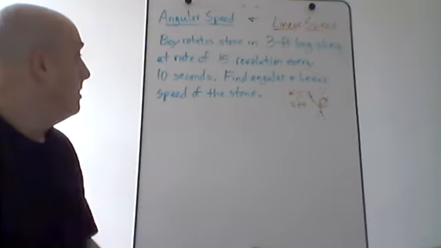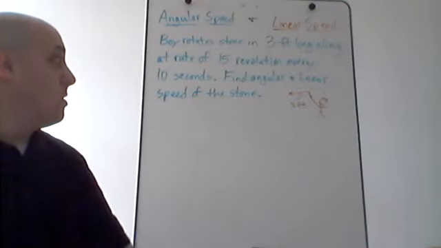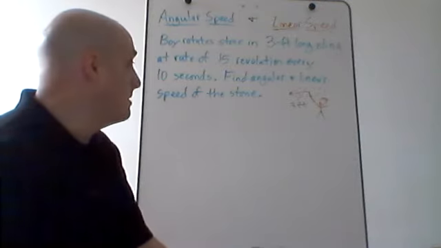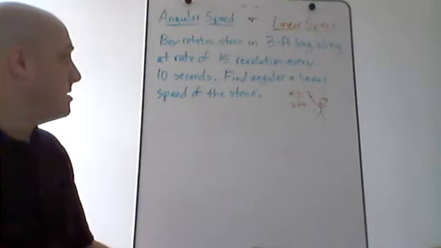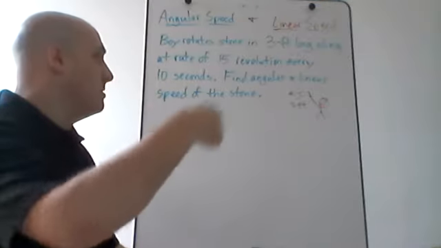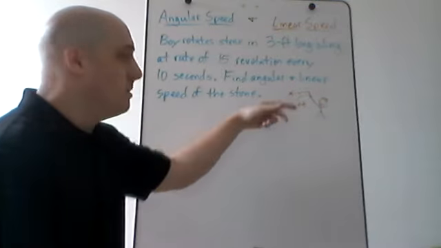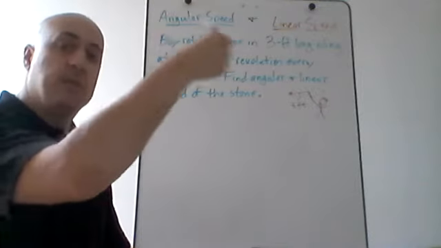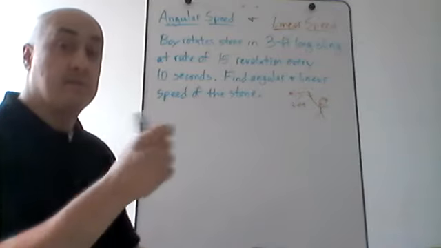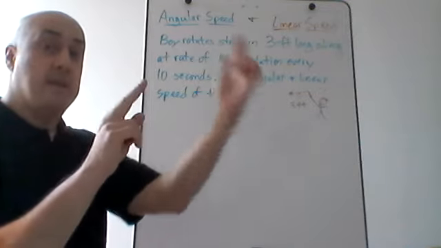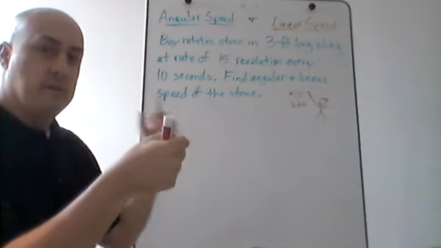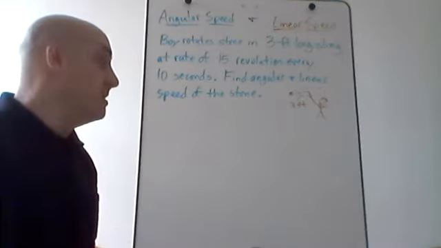The example we're going to look at here: a boy rotates a stone in a 3-foot-long sling at the rate of 15 revolutions every 10 seconds, and we're asked to find the angular and linear speed of the stone. So here's the boy. He's got a sling, he's whipping it around, and he's got this stone in it. As he spins it around, he's making a circle. The stone is traveling in a circle, and the radius of that circle is 3 feet, because the length of the sling is 3 feet. If his hand is the center of the circle, the length of the sling, the 3 feet, is the radius.